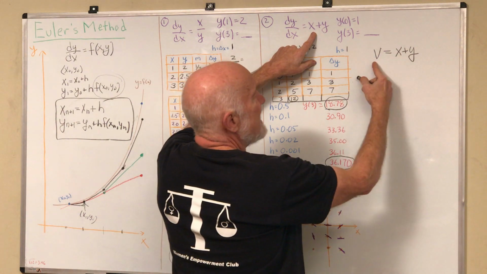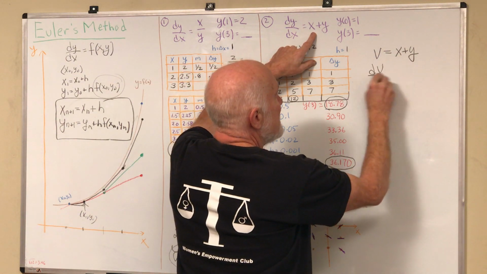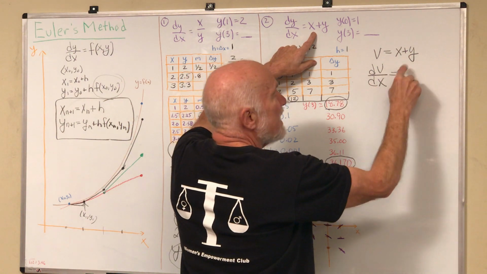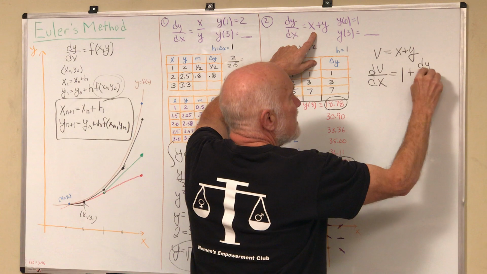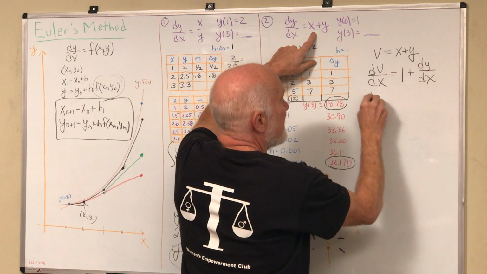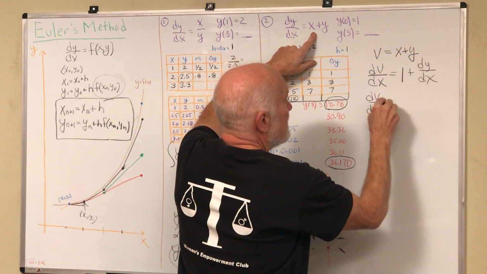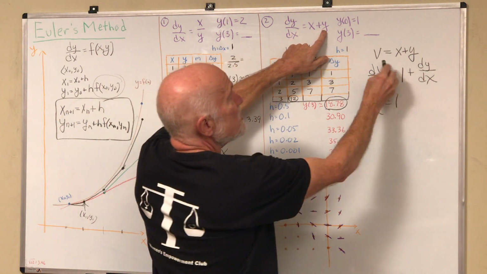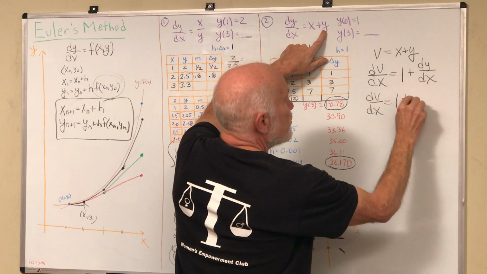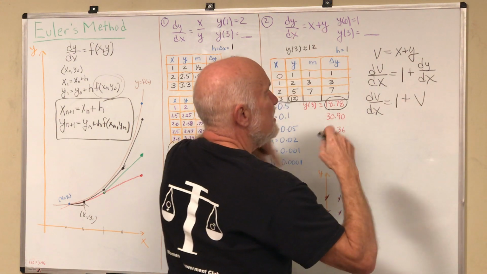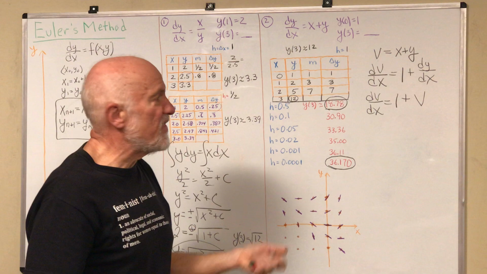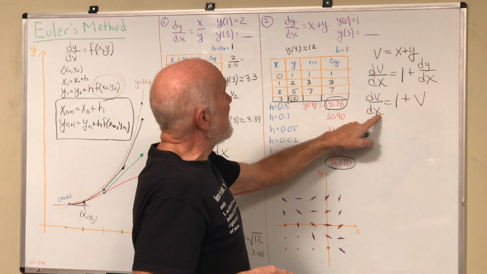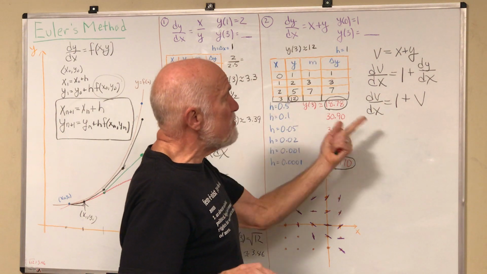And then we're going to take the derivative dv/dx with respect to x, you get 1 plus dy/dx. Well, dy/dx is x plus y, which is v. So in place of dy/dx, you could do v. So what was the whole purpose of that? Now we've got it in terms of v and x instead of y and x, but now it's separable.